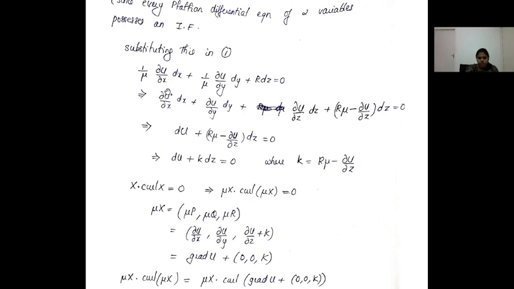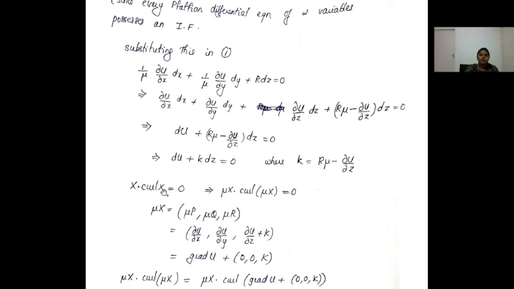So if you look at the first three terms, they will be of the form of a differential. So this is equal to du. Now the remaining is R by mu minus dou u by dou z, into dz. So let me call it K. So you will get du plus K dz equal to 0.